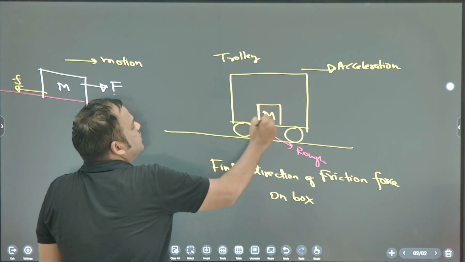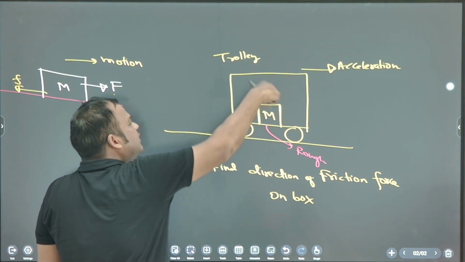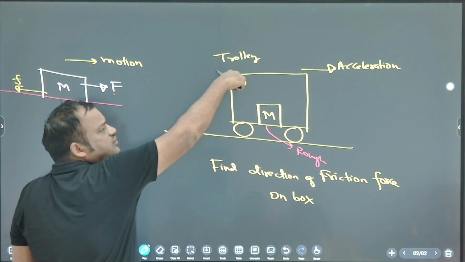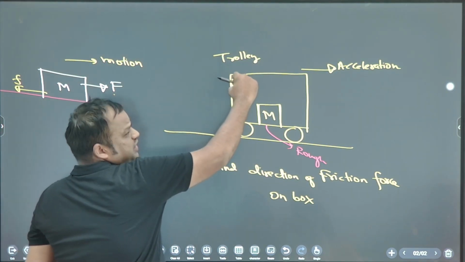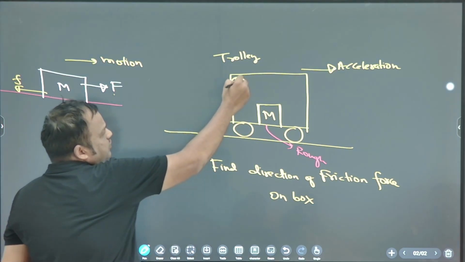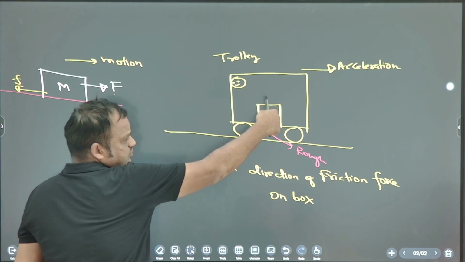Suppose it is at rest inside the truck. So this observer is inside the truck. This observer is non-inertial, correct? It is accelerating. So according to this observer, this object is at rest.